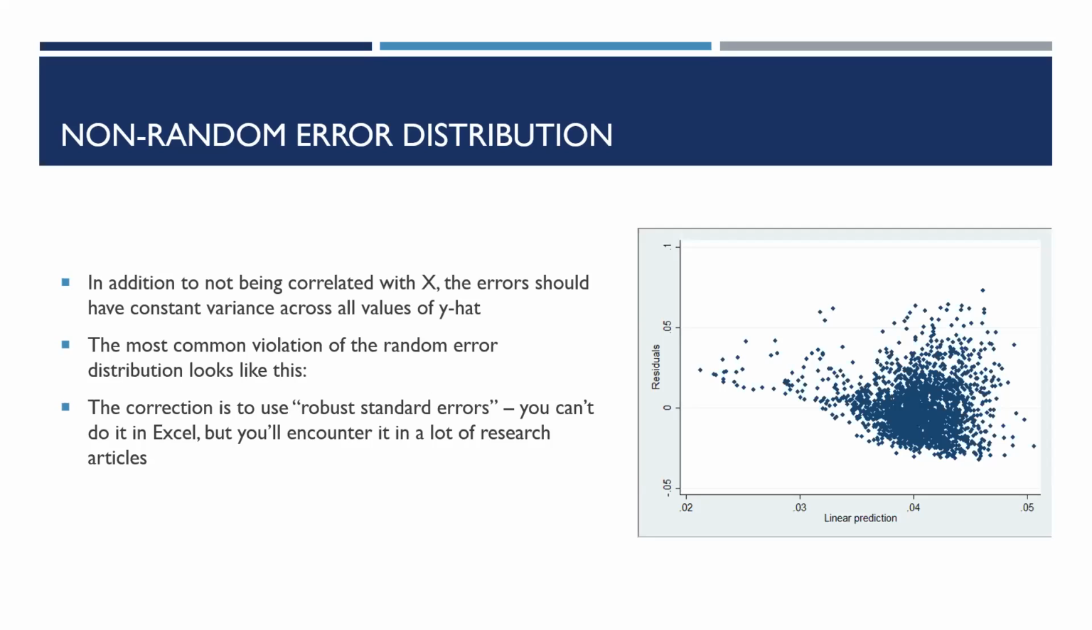One of the most common fixes that you'll read about, particularly if you're carefully reading the notes underneath regression tables that tell you what everything means, is a correction called robust standard errors. This basically makes your standard errors more conservative, right? So bigger confidence intervals reduce the chances of estimates affecting your hypothesis test. You can't do this in Excel, but like I said, you'll encounter it a lot in research articles that use linear regression. It's a correction for this sort of assumption violation.